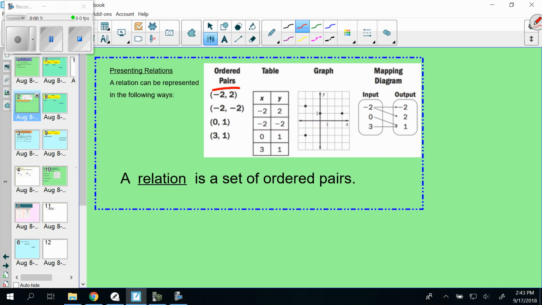Okay, we could write those same ordered pairs out in a table, like shown here. We could take those ordered pairs and graph them, so we can look at it graphically. One last one is mapping one value to another. So all these ways can be represented the same way.